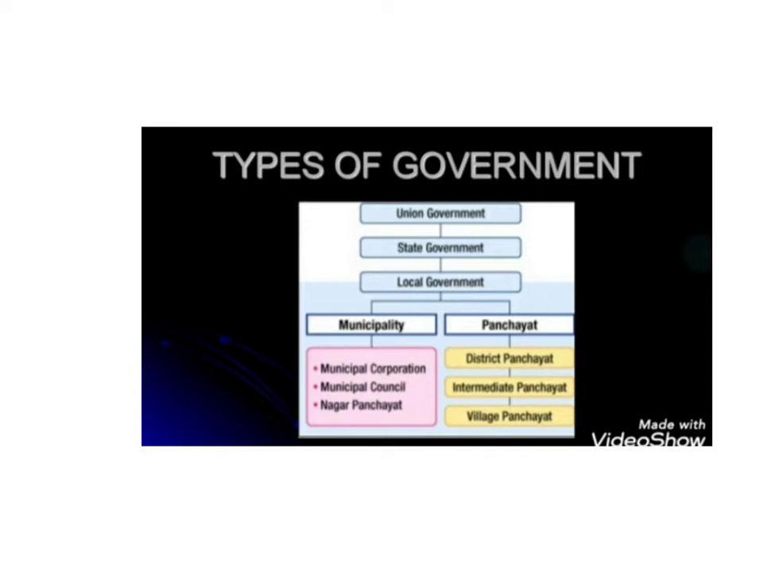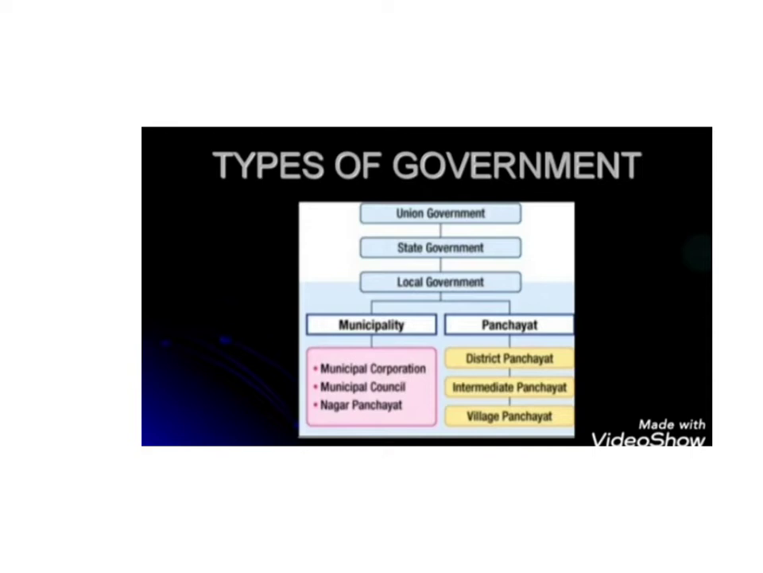First of all is the union government. Union government is nothing but the central government, or the government which works at the central level. Like today we have the BJP government, which is our union government, or we can say the central government, which works for the whole country, at the union level. Even the union territories are under the union government. Then comes the state government.